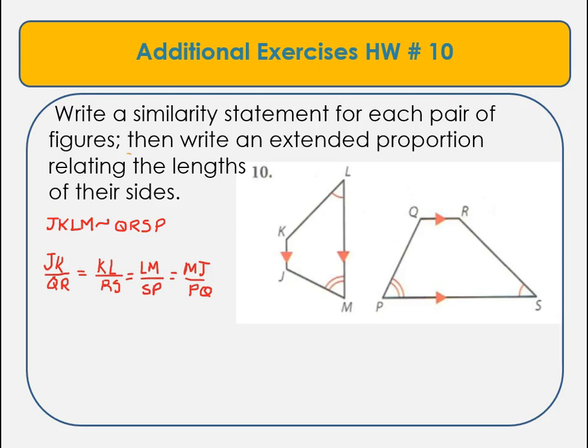Now we would have LM and SP. LM to SP. LM is the base here. SP is the base. And then the last one would be MJ and PQ. So MJ and PQ will also be compared to each other and placed in a proportion. So even without the pictures, just having your similarity statement will allow you to make your extended proportions.